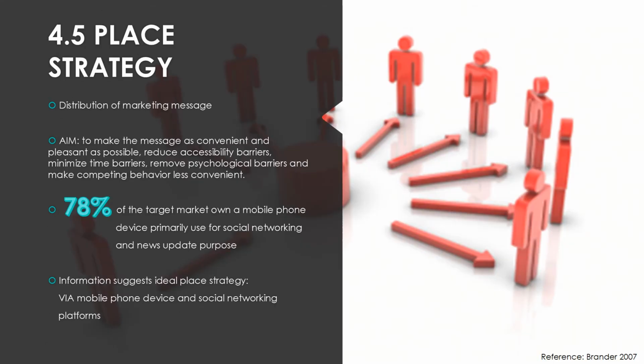Within the marketing sector, place refers to the distribution of the marketing campaign message. The aim of social marketing place strategy is to make the messages as convenient and pleasant as possible, reduce accessibility barriers, minimize time barriers, remove psychological barriers, and make the competing behaviour less convenient. Studies show that 78% of the target market own a mobile phone device, with their primary uses being social networking and news update purposes. This information suggests that the ideal place strategy for communicating the intervention campaign is via a mobile phone device and social networking platforms.